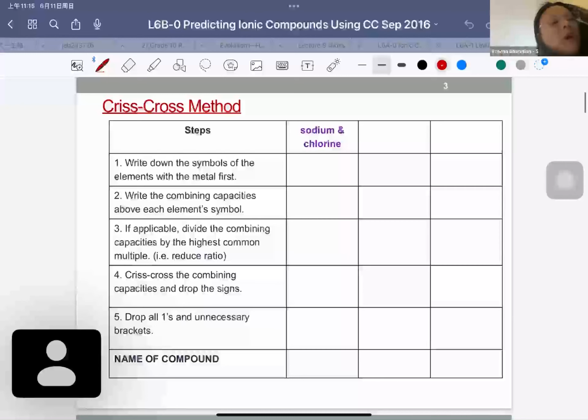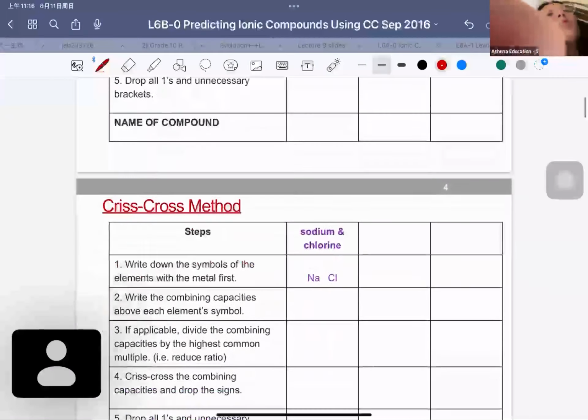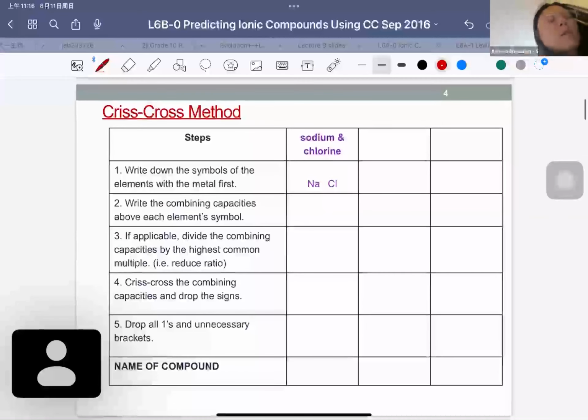So I have this 5-step really quick crisscross method. For the first step, for example, I have sodium chloride. I write down the symbols of the elements, putting the metal first, so Na first, and then Cl. You will be provided with periodic tables, and you'll be able to find those elements pretty quickly once you get really familiar with it.